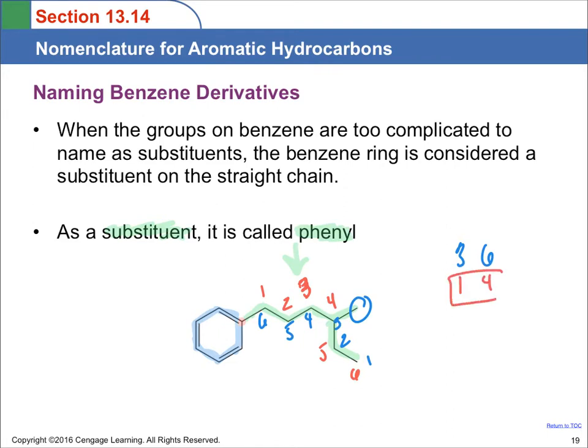So red numbers win. So we're going to call this, we have M for methyl, P for phenyl, so methyl comes first. So we have 4 methyl, 1 phenyl, 6 carbons is hex, and this is an alkane, so it's hexane. So 4-methyl-1-phenylhexane.